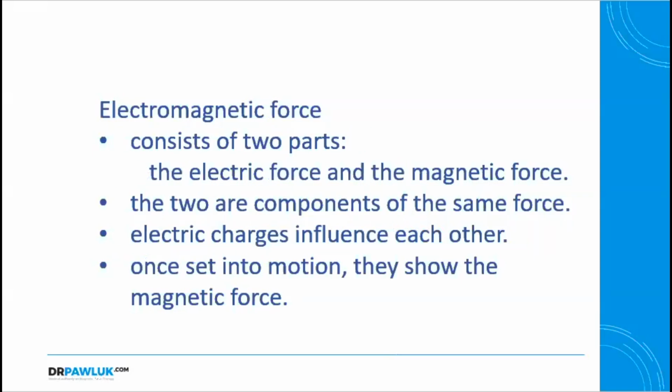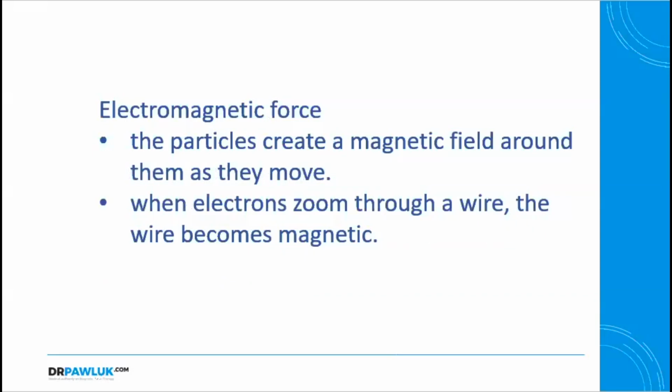The electromagnetic force consists of two parts, the electric force part and the magnetic force part. The two are components of the same force. They're inseparable. Electric charges influence each other, and once set in motion, they show the magnetic force. The electromagnetic force also has particles that create a magnetic field around them as they move. So the electric particles in the universe, which includes basic atoms, create a magnetic field around them as they are in motion. When electrons zoom through a wire, the wire becomes magnetic.